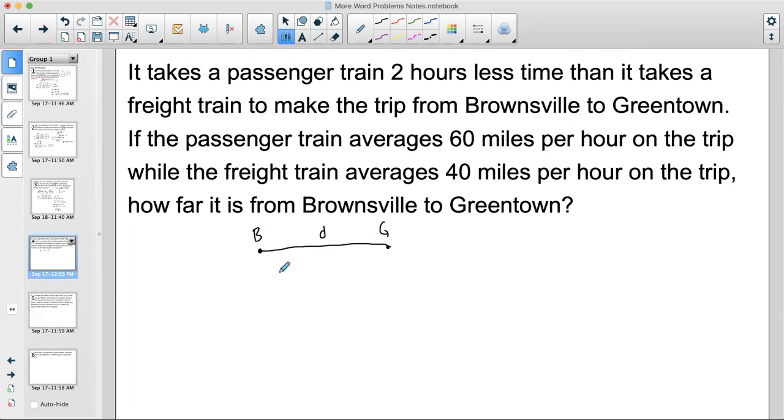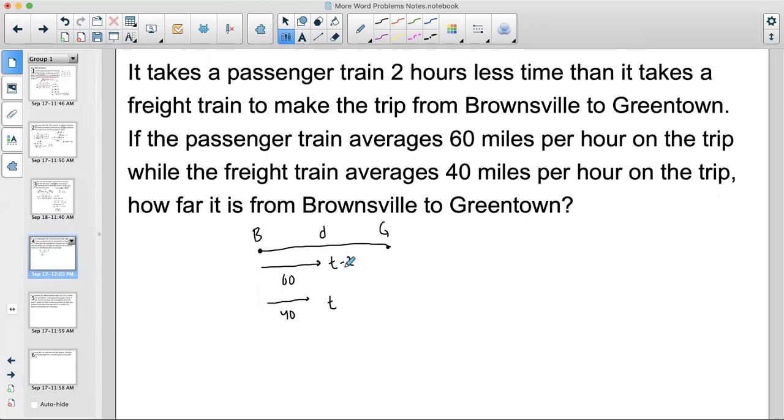Some passenger train takes a trip at 60 miles per hour, and a freight train makes the trip at 40 miles per hour. These are not very fast trains. And the time it takes this one to do it is 2 hours less time. So maybe I should call this one T. That'll probably make the numbers easier. So this one takes T hours, this one takes T minus 2. That's 2 hours less than the freight train.